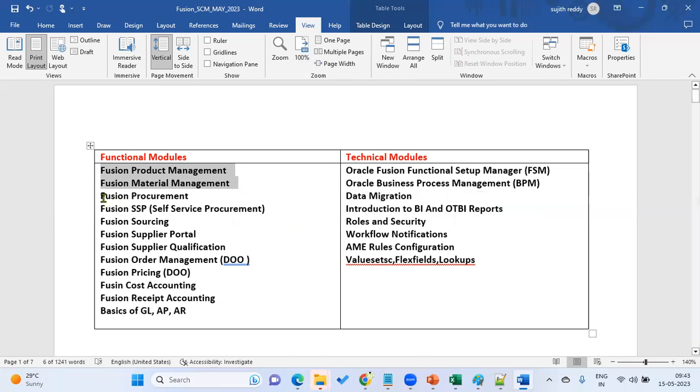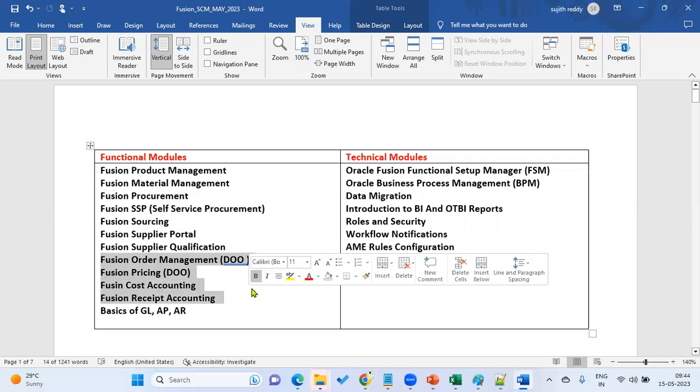So, the inventory module. Then we are going to talk about procurement. We will talk about purchasing, self-service procurement, supplier portal, supplier qualification. This is all we are going to discuss. And then order management. As I said, order management means sales, pricing, and costing, and receipt accounting, cost accounting. This is all we are going to discuss.